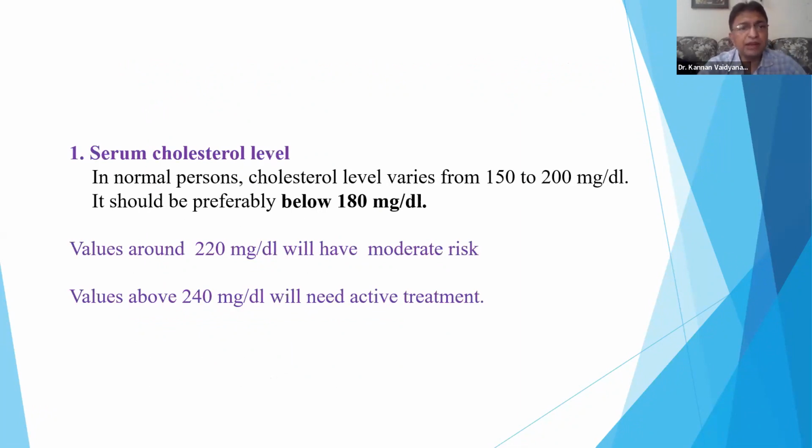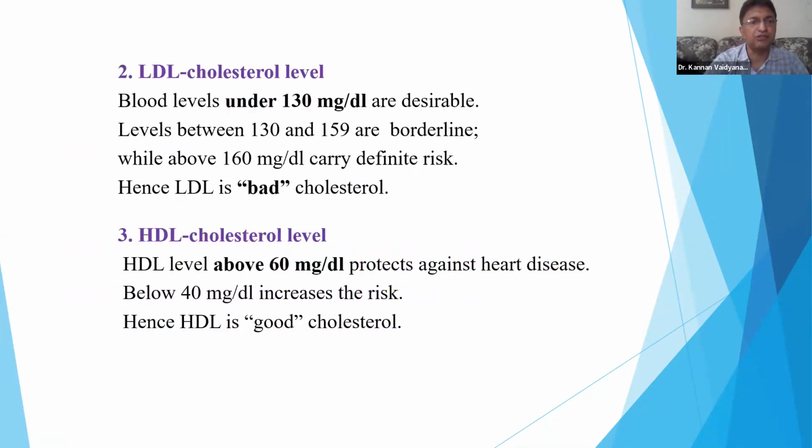Now, quickly going to serum cholesterol, in normal persons it is about 150 to 200, and preferably below 180. Values around 220 milligram will have a moderate risk, and values above 240 will need active treatment. That's what the recommendations say.